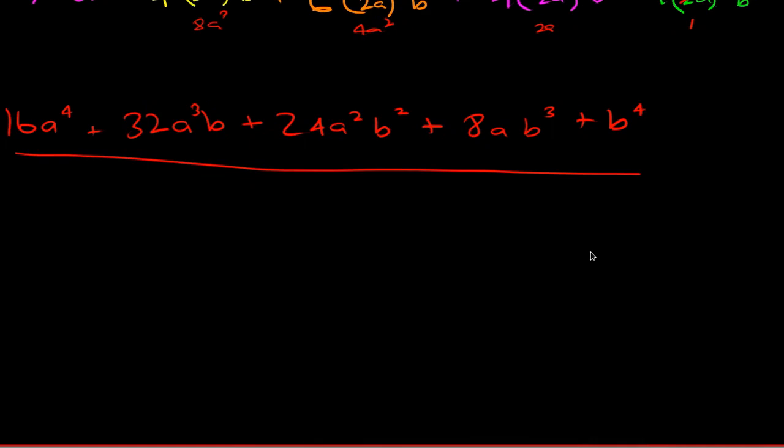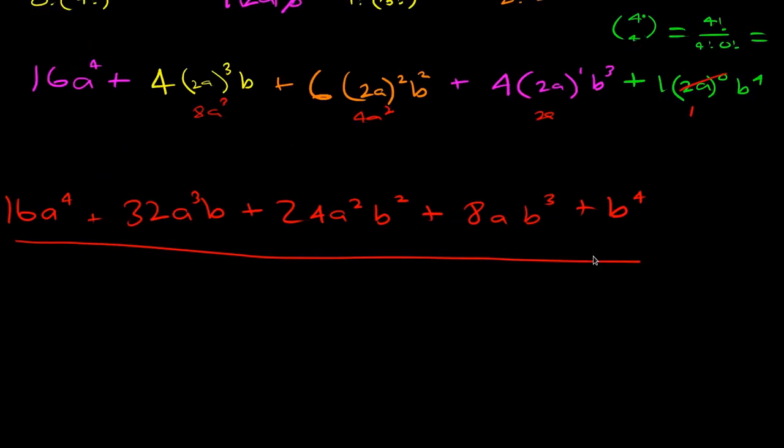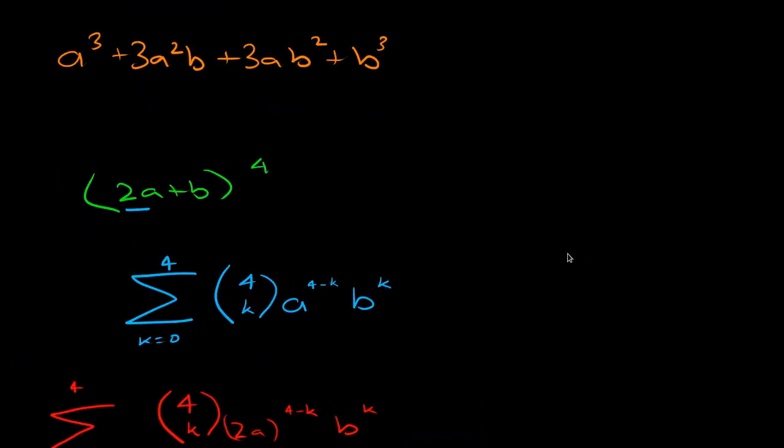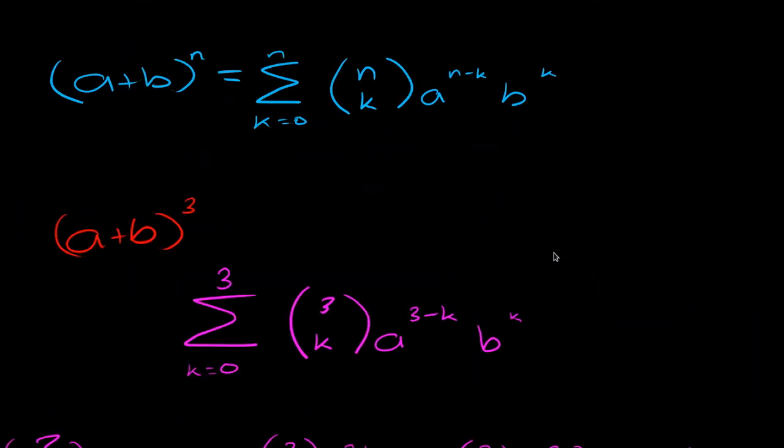So you could do this with any binomial. You could have 2a plus 2b, or 3a squared plus 4b to the power 4, and all of that to the power 300. Now remember, the binomial theorem is not as efficient as Pascal's triangle, which you should watch. It's very helpful. But it's still pretty efficient.